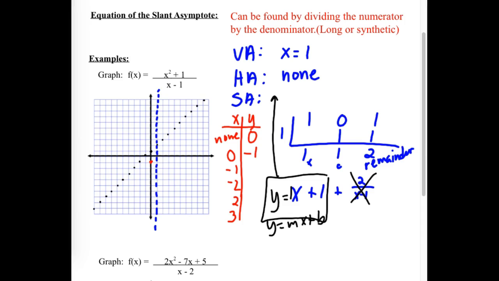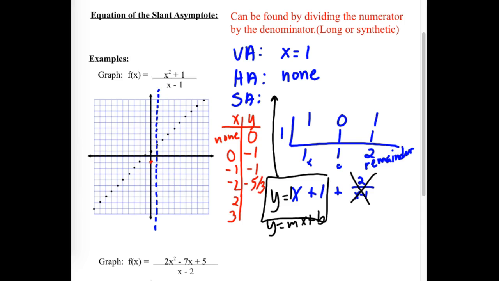All right, if we put in a negative 1, we got negative 1. If we put a negative 2 in, what did we get? Okay, negative 2 squared becomes 4. We get 5 on top. Negative 2 minus 1 becomes negative 3 on the bottom. So 5 over negative 3, negative 5/3.